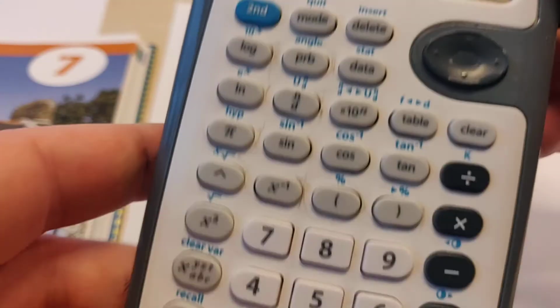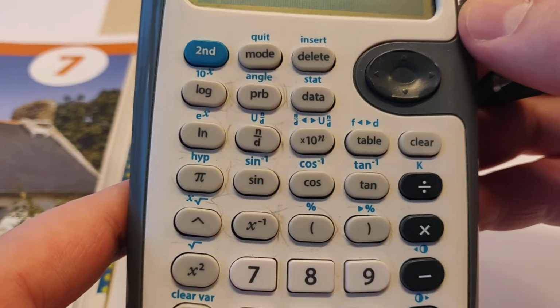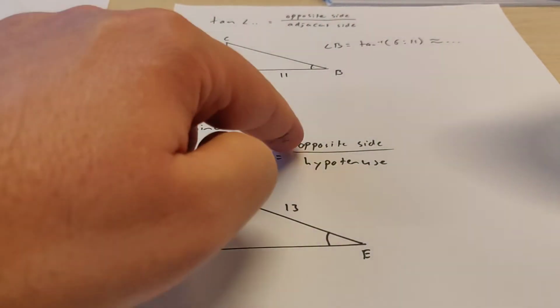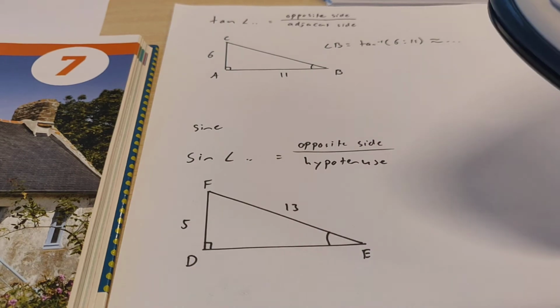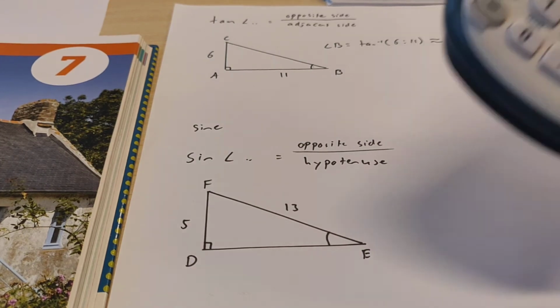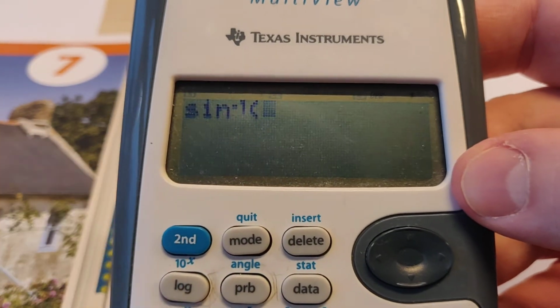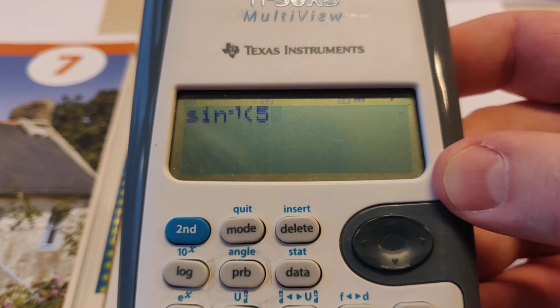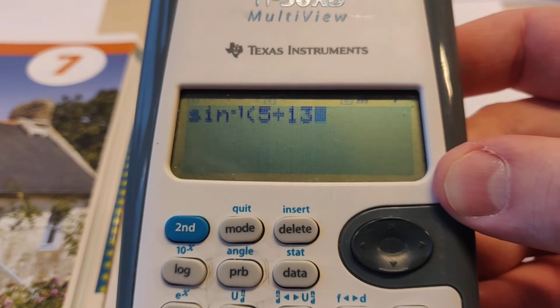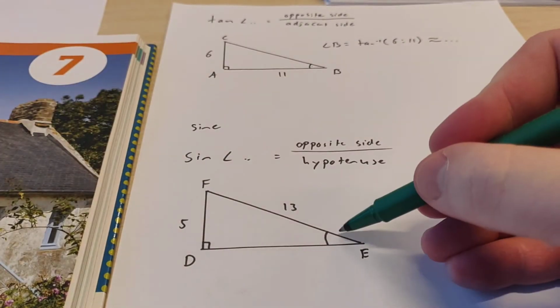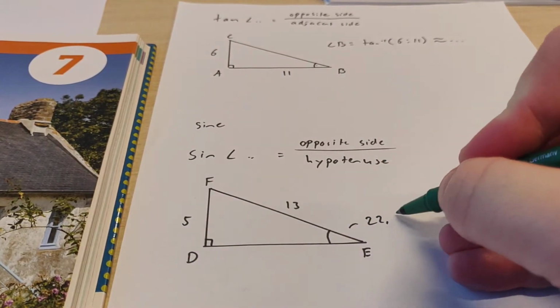Because if you take a look at the calculator, then here you see tangent, and then next to the tangent we have the cosine and the sine. So if I know the opposite side and the hypotenuse, I can use the sine button. So then this is what you do. You press the second button, and then you press sin, like this. And then you do opposite side, which was 5, divided by the hypotenuse. And there you get the answer. So in this case, the angle is 22.6 degrees, this angle.